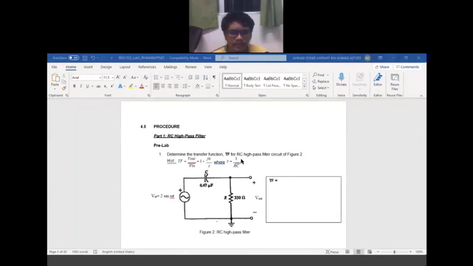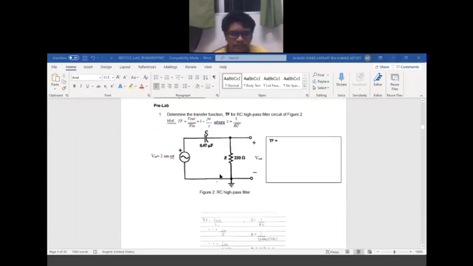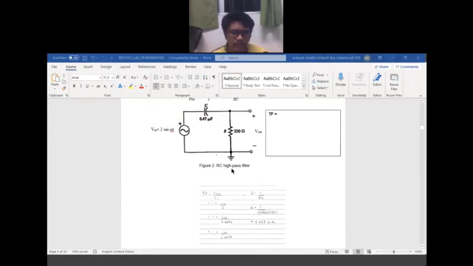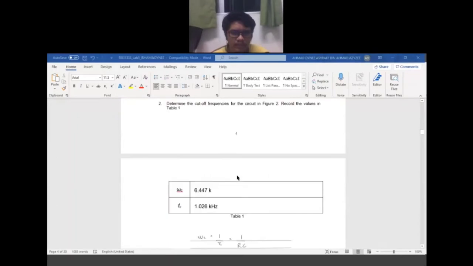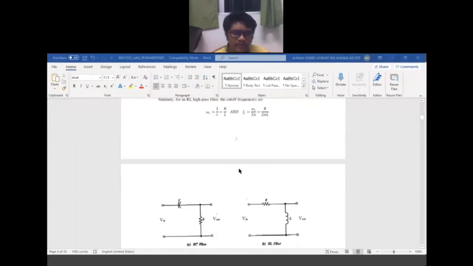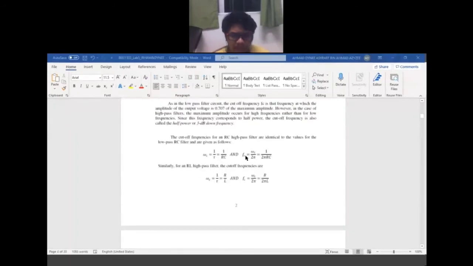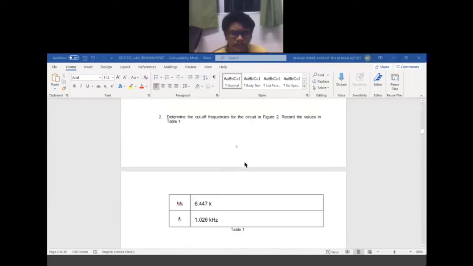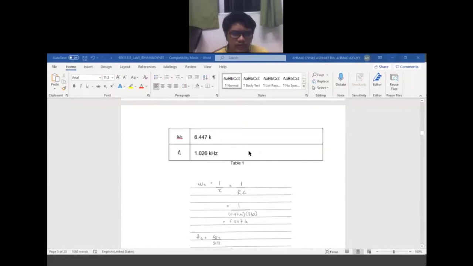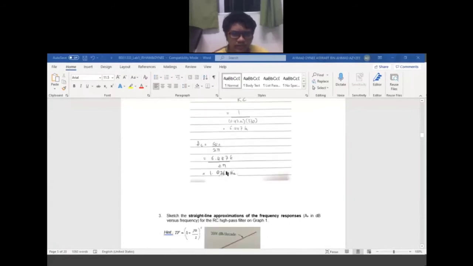I have to find the TF for the RC high pass filter. Using this formula, I got 1 plus j omega over 6.447 kilo. Then I have to find the cut-off frequency. Using this formula, FC equals omega C over 2 pi, and omega C is equal to 1 over tau, or 1 over RC. I got omega C equals 6.447 kilo and FC equals 1.026 kilohertz.